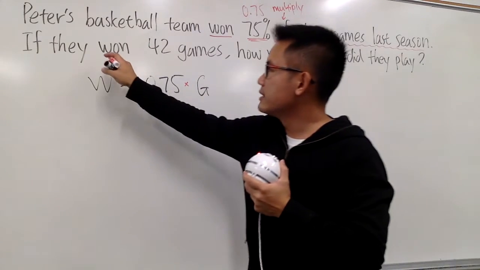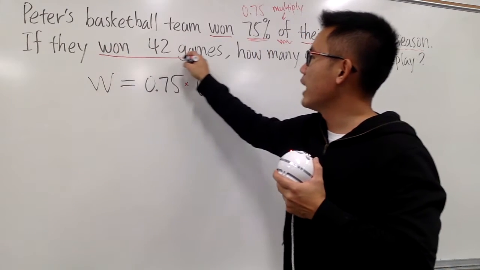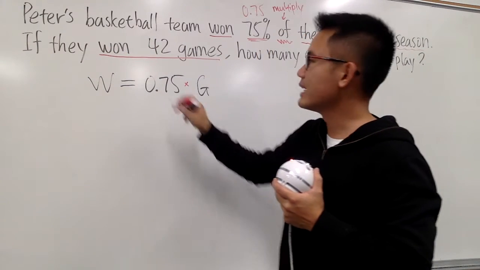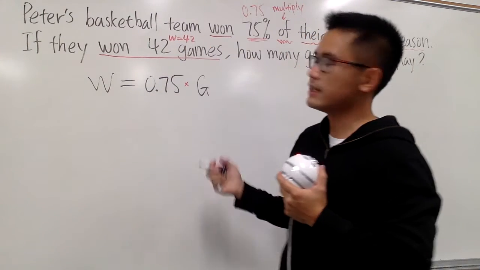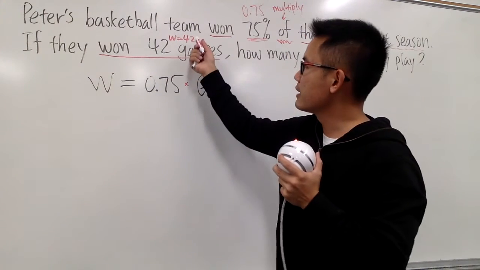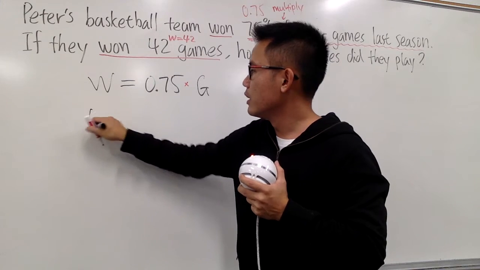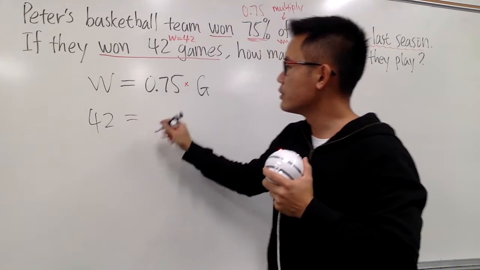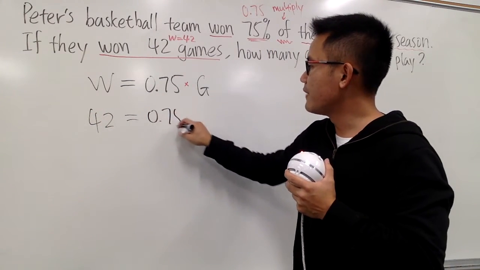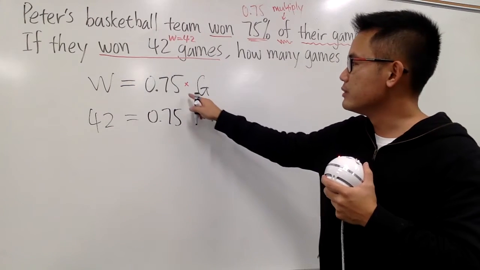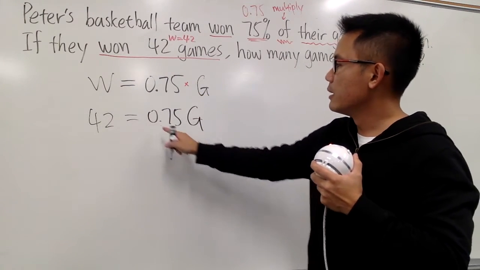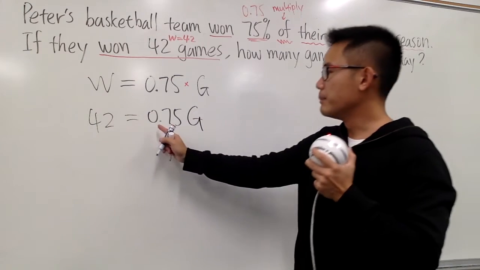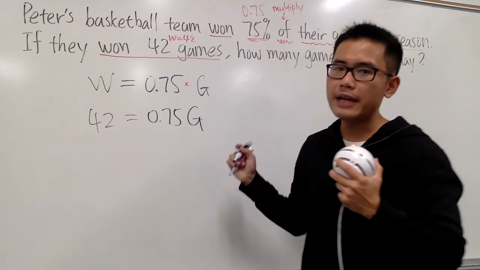Furthermore, right here it says they won 42 games, right? So we know this tells us W is equal to 42, isn't it? So I will just plug 42 in here. We have 42 equals 0.75, and because this is a multiplication, we can just put G like this, 0.75G. It means 0.75 times G, right?